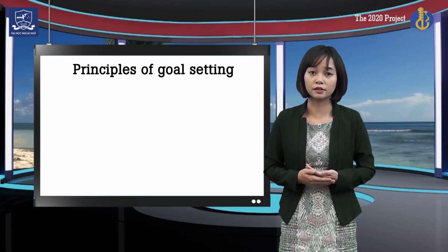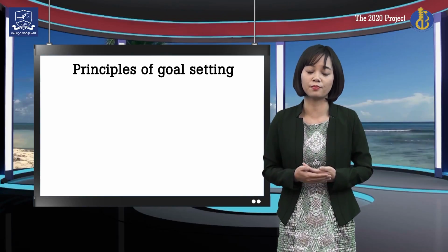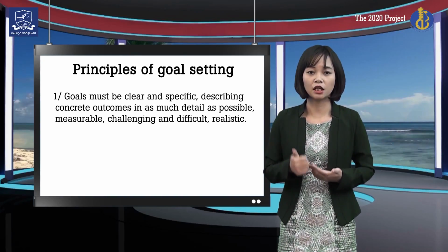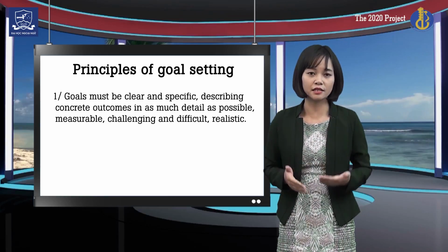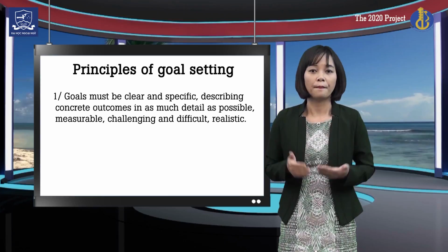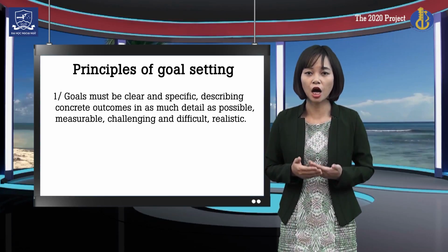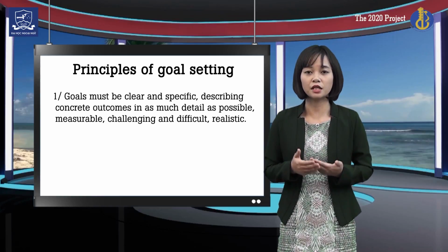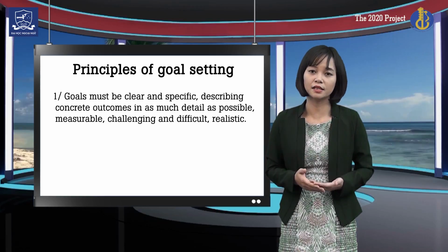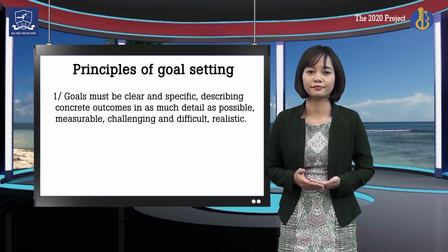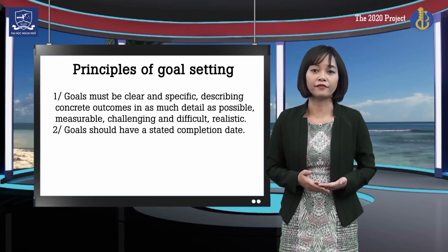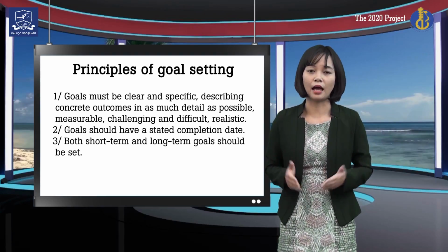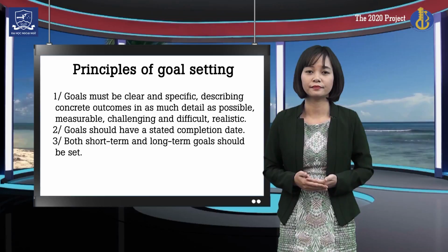Dornyei, in 2001, has compiled the following set of principles. Goals should be clear and specific, describing concrete outcomes in as much detail as possible. Measurable, describing the outcome in terms that can be clearly evaluated. Challenging and difficult, but not outside the range of students' capabilities. And realistic. Secondly, goals should have a stated completion date. Thirdly, both short-term and long-term goals should be set.